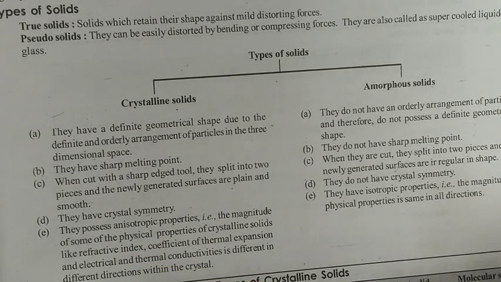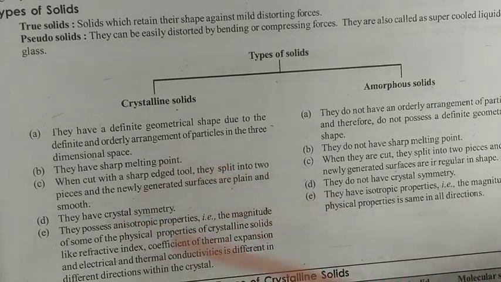So if we measure the refractive index at different angles, the refractive index value will be different. For isotropic properties, you can take mass, density, volume. They are all the same. You can measure those properties in any direction, and the property is the same.